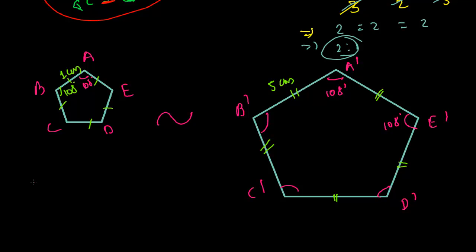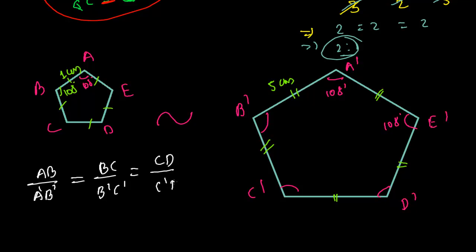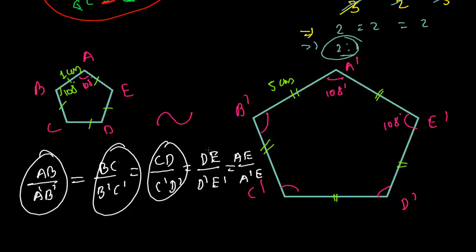It means if you do AB over A dash B dash, then you should get the same ratio when you do BC over B dash C dash, and you should get the same when you do CD over C dash D dash, and again the same when you do DE over D dash E dash, and the same again when you do AE over A dash E dash. All these ratios should be the same, right?